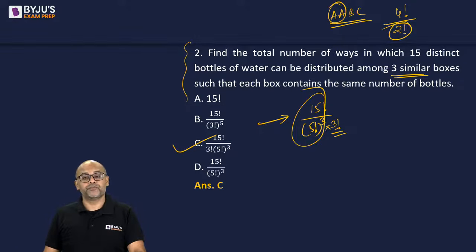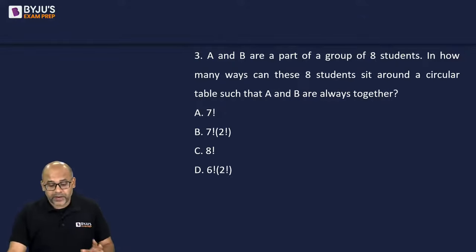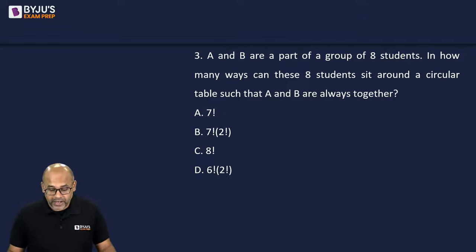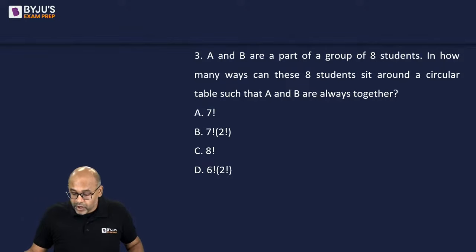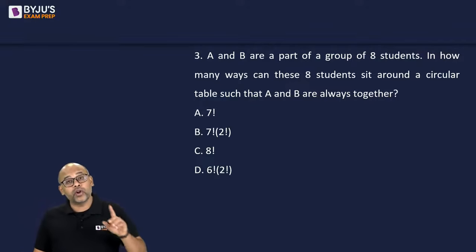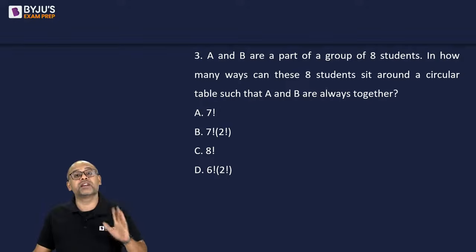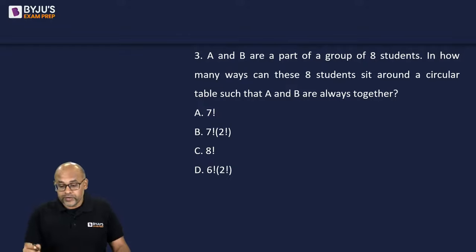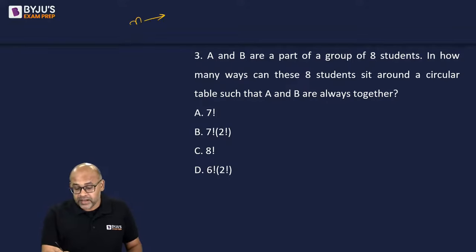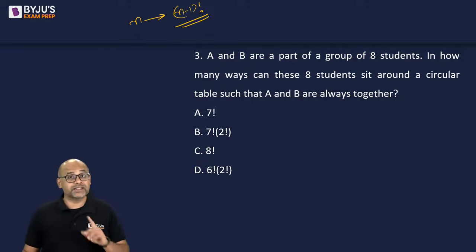Option C. Next question is one more thing that we left out last time. A and B are part of a group of 8 students. In how many ways can these 8 students sit around a circular table such that A and B are always together? We already saw the concept of circular arrangements. If n people are to sit in a circle, they can sit in n minus 1 factorial ways.